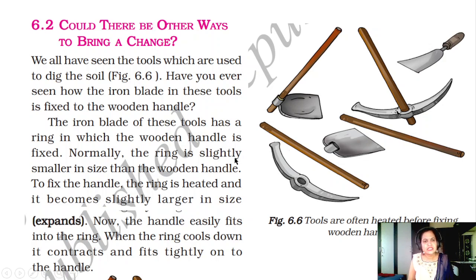Normally, the ring is slightly smaller in size than the wooden handle. To fix the handle, the ring is heated and it becomes slightly larger in size. It expands. Now the handle easily fits into the ring. Like this, this handle fits into this ring. When the ring cools down, it contracts and fits tightly on that handle.